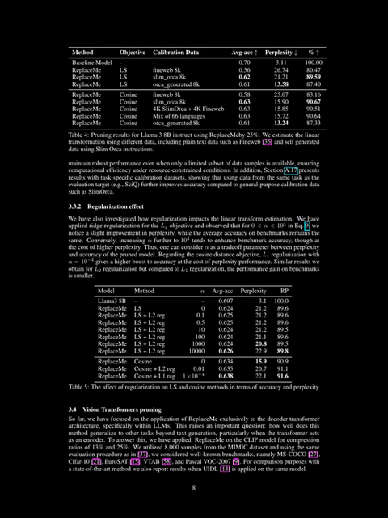Maintain robust performance even when only a limited subset of data samples is available, ensuring computational efficiency under resource-constrained conditions. In addition, section 10.17 presents results with task-specific calibration datasets, showing that using data from the same task as the evaluation target, e.g., SciQ, further improves accuracy compared to general-purpose calibration data, such as some Orca.